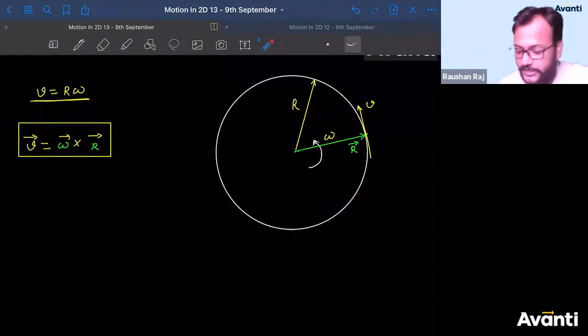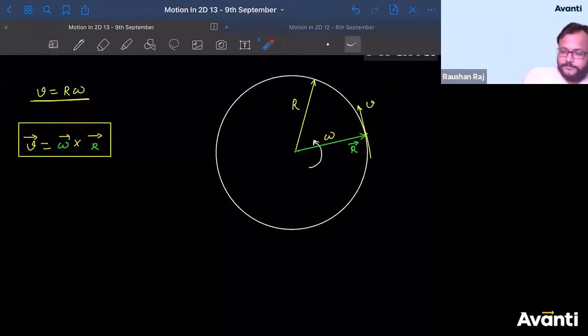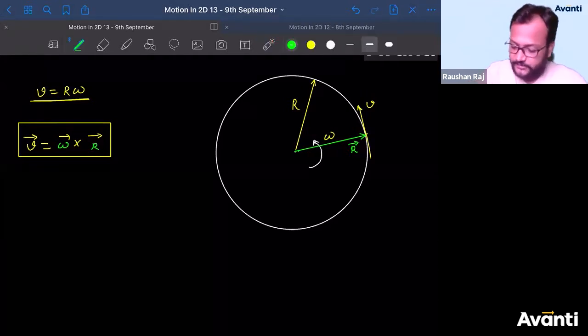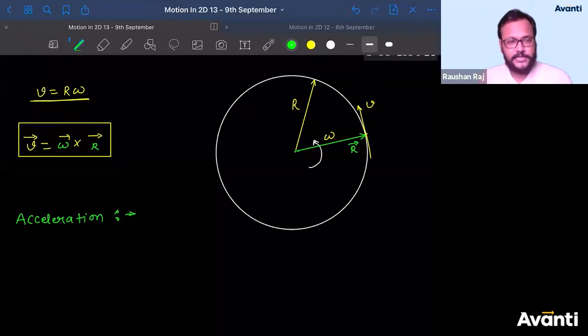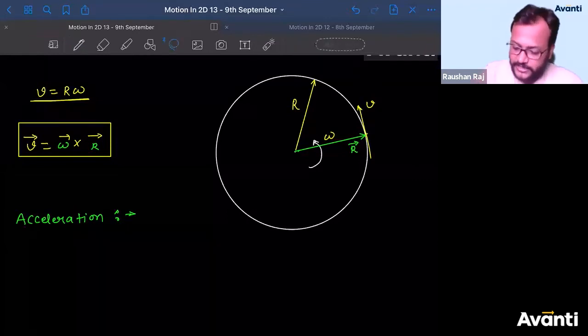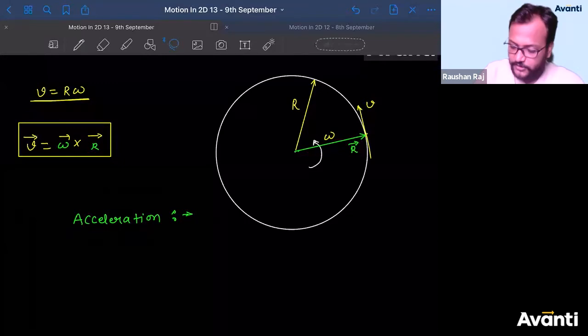So this is the formula that you need to remember. Otherwise, if you know the direction and the magnitude separately, you can skip this also. So now we are done with velocity, position and displacement. Now let us talk about acceleration. We'll talk about angular acceleration first.